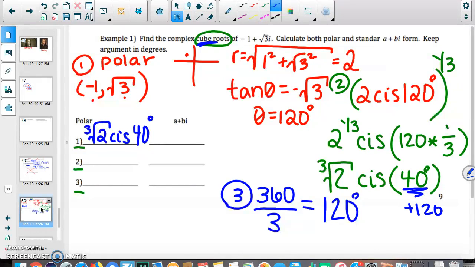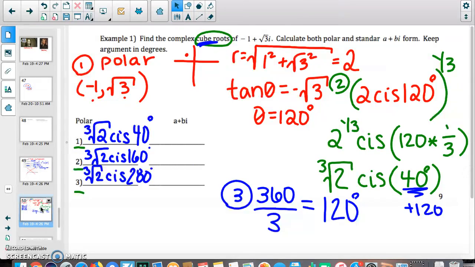So my next answer would be 160. And then my last answer would be 160 plus 120, 280. I hope. I'm a little rusty today. All right, so that is our answer in polar. And now it wants us to convert it into rectangular. We know how to do this, I promise.